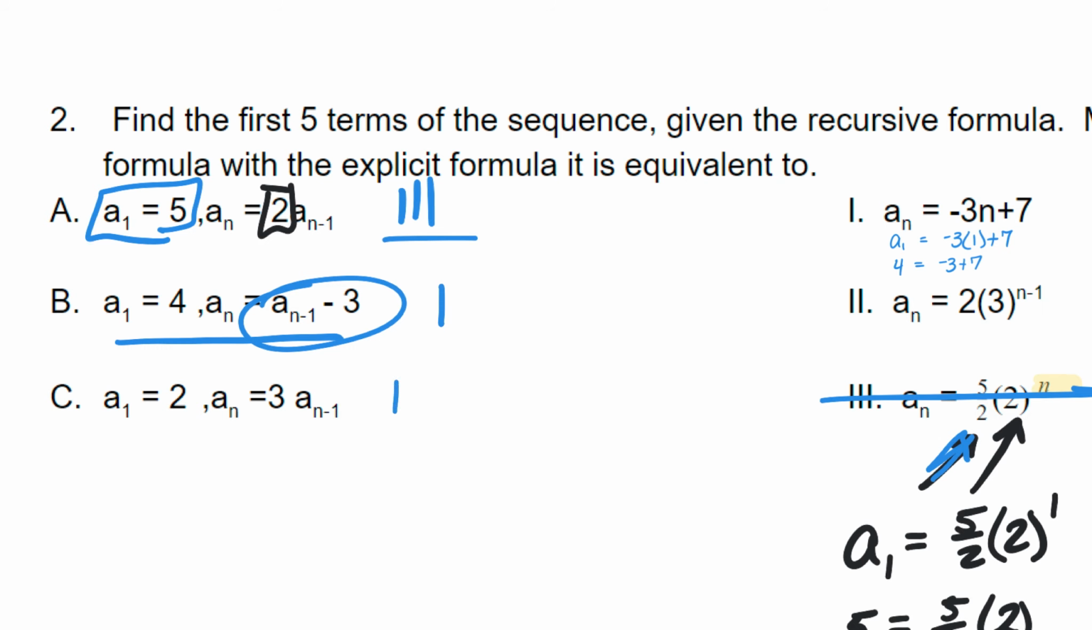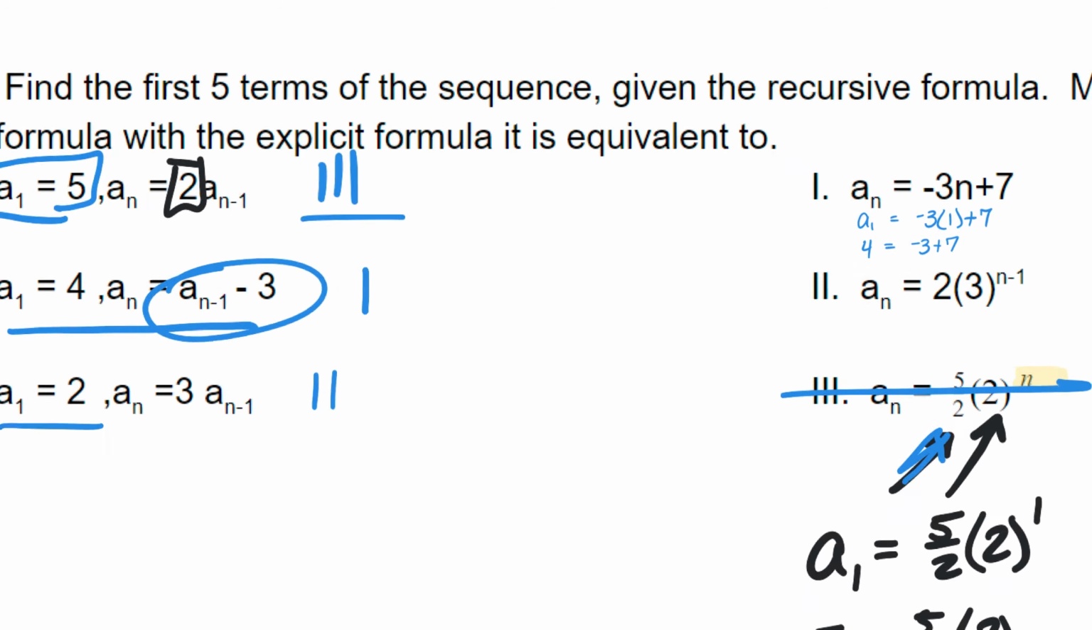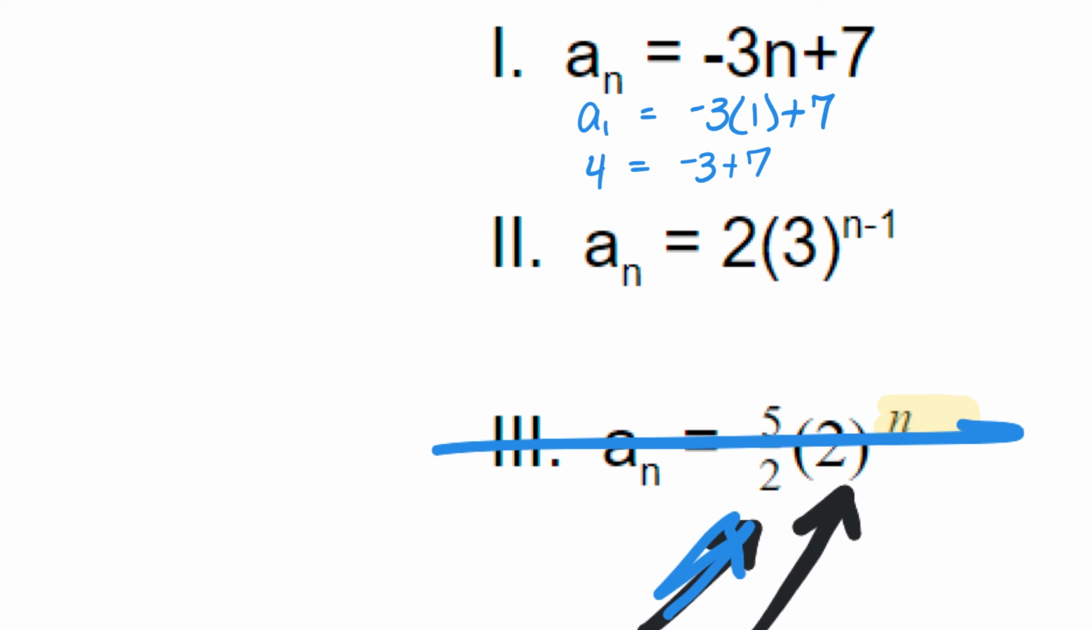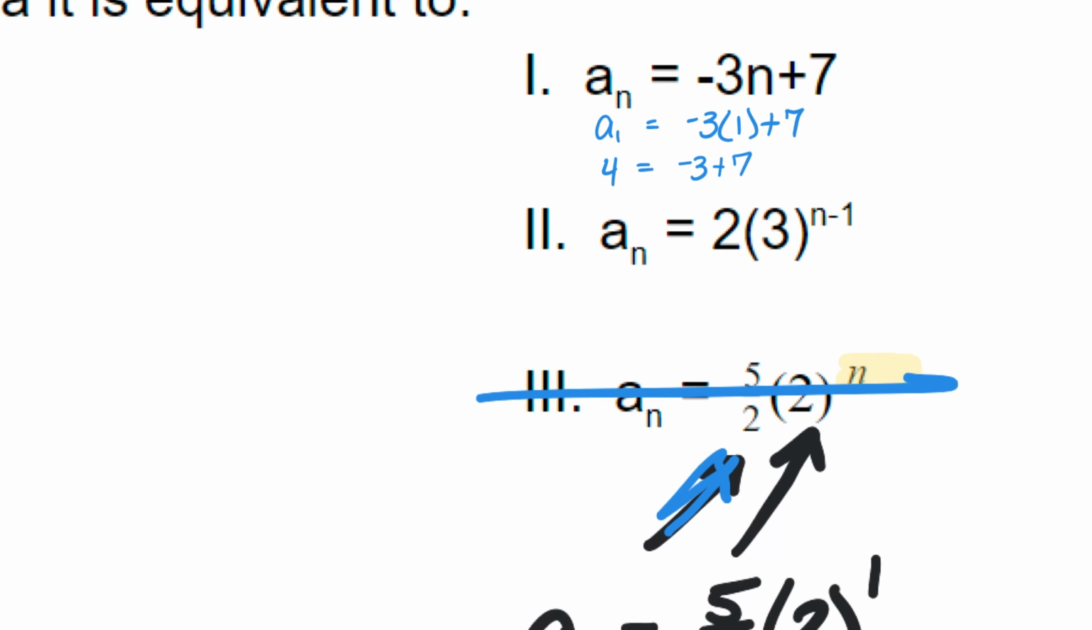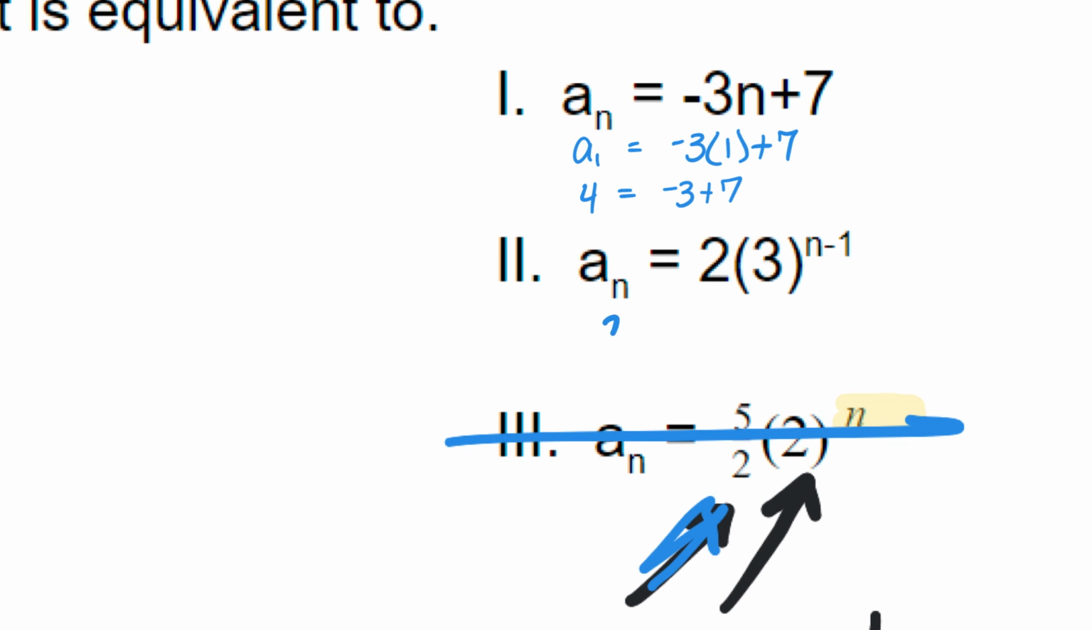The only thing left is the second pattern. Let's just plug this in and see if it works. If we plug in 1 to our equation, 2 should come out. Remember, anything to the 0 power is 1. So what we end up with essentially is 2 times 1, because 3 to the 0 power equals 1.